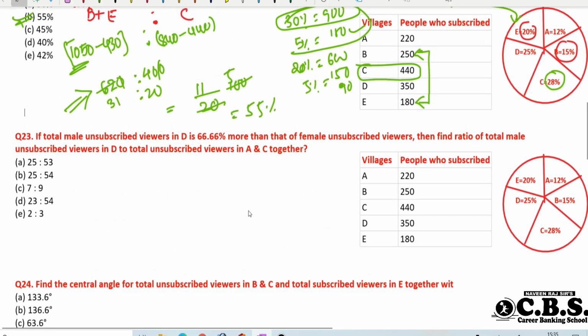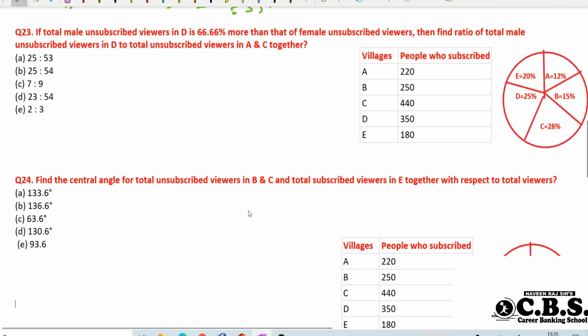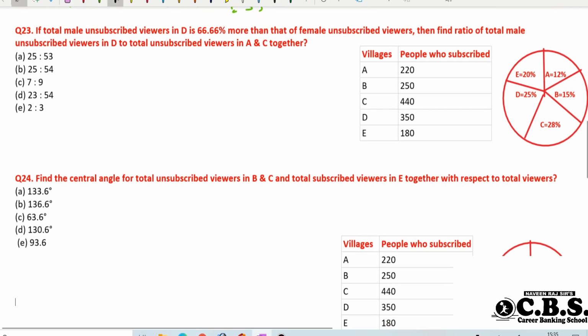Okay, question number 23. If total male unsubscribed... here you mention male. In the data diagram, it didn't mention gender of viewers, but in this question it mentions gender. That's why it uses 'if'. If total male unsubscribed viewers in D, okay, D is how much? 66% more than that of female unsubscribed viewers. Then find the ratio of total male unsubscribed viewers in D to total unsubscribed viewers in A and C together.